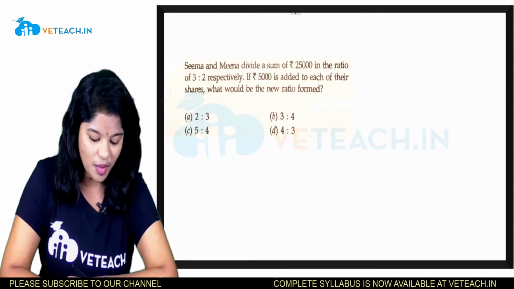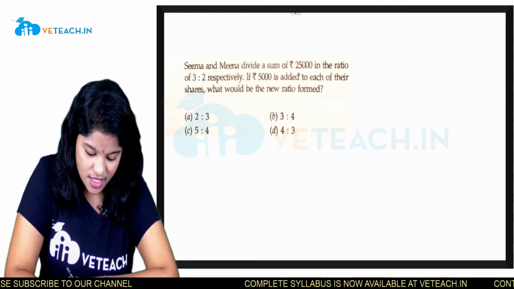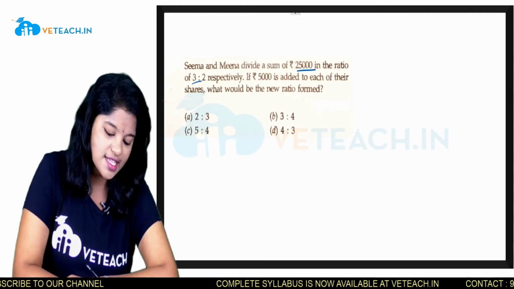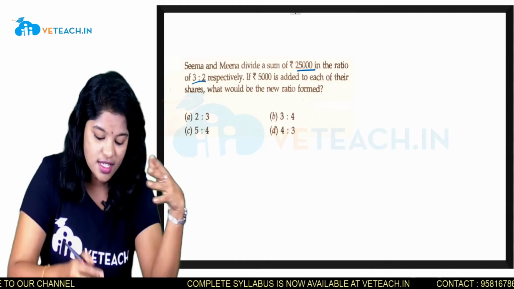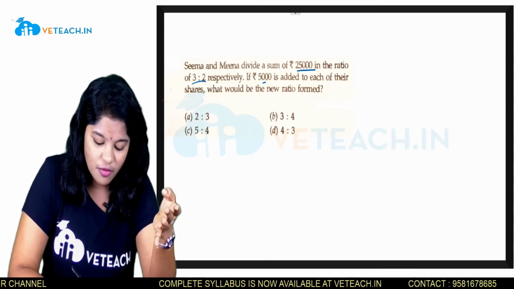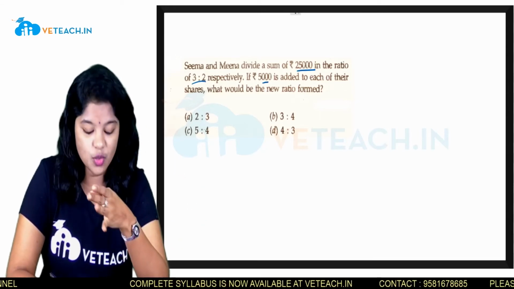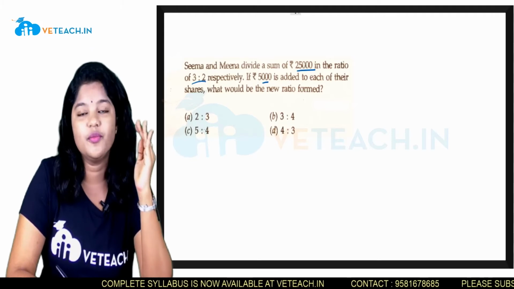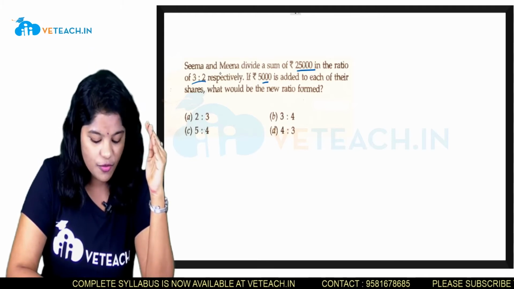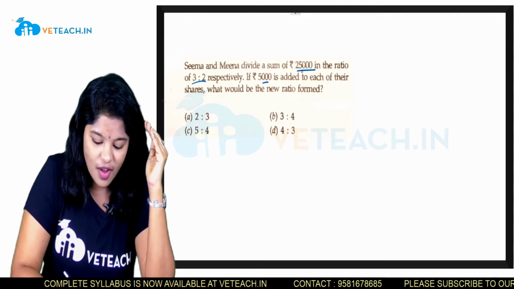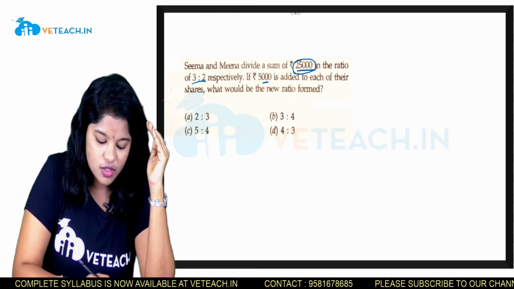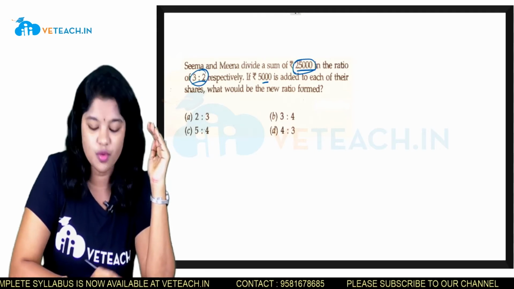See the next problem. Seema and Meena divide a sum of 25,000 rupees in the ratio of 3:2 respectively. If rupees 5,000 is added to each of their shares, what would be the new ratio formed? So first Seema and Meena divide the sum of 25,000 in the ratio of 3:2.